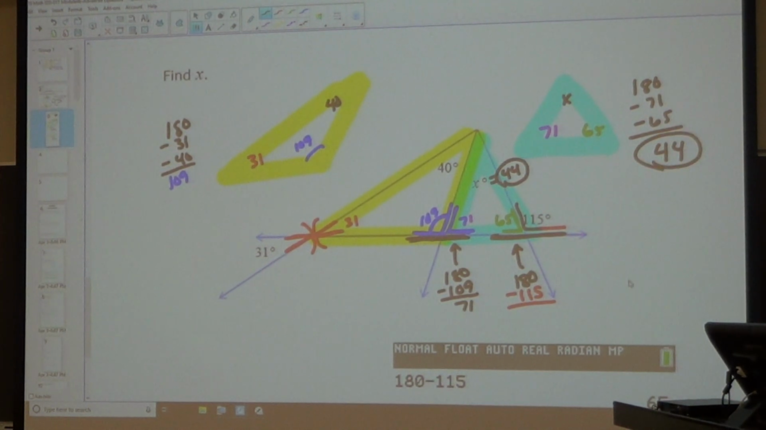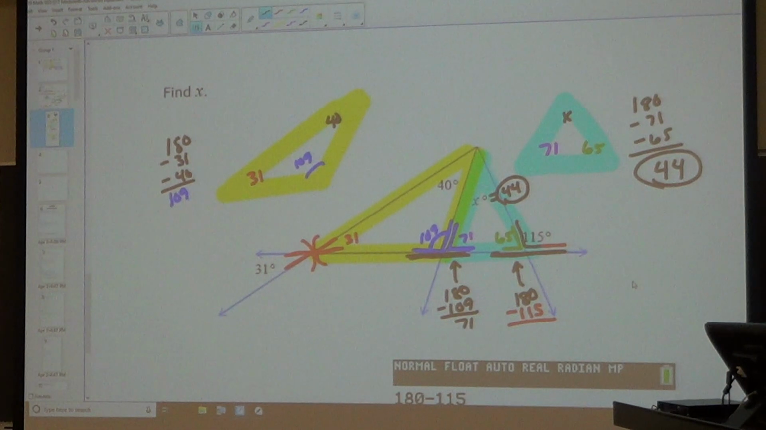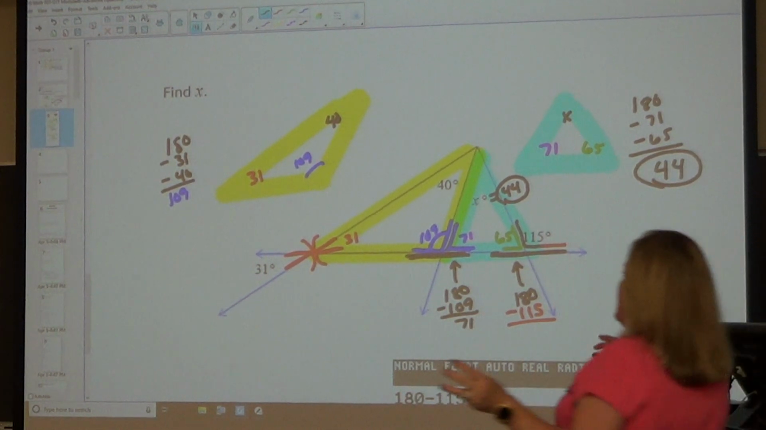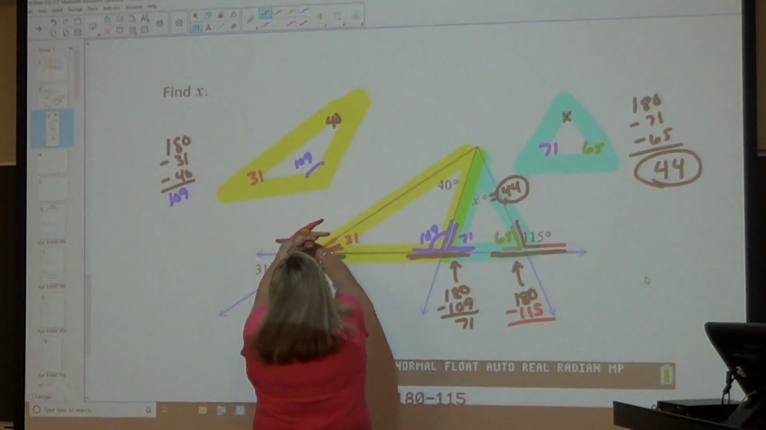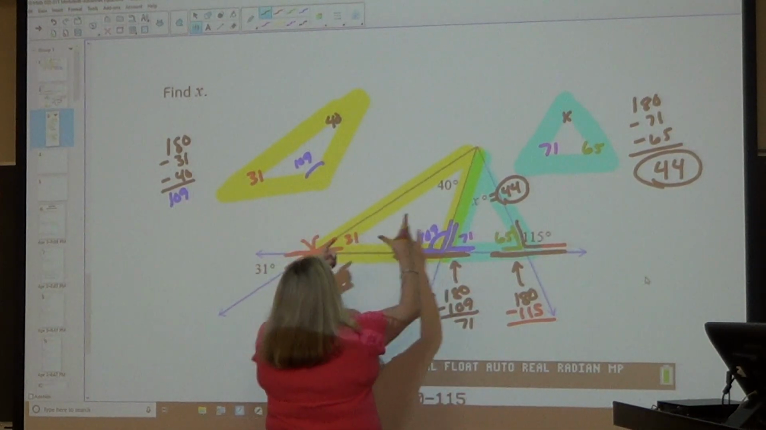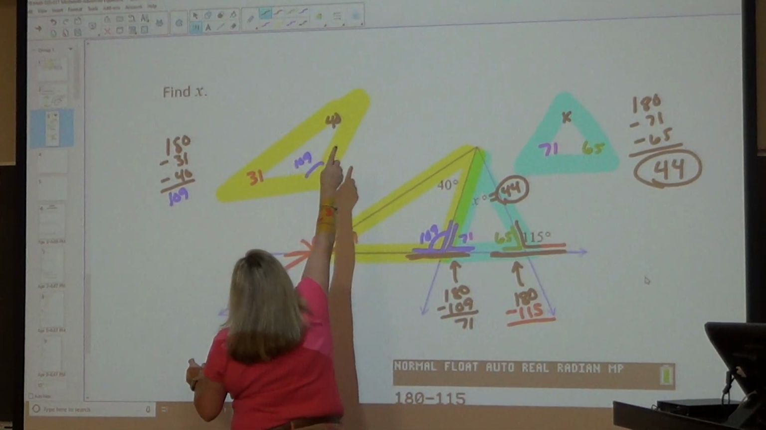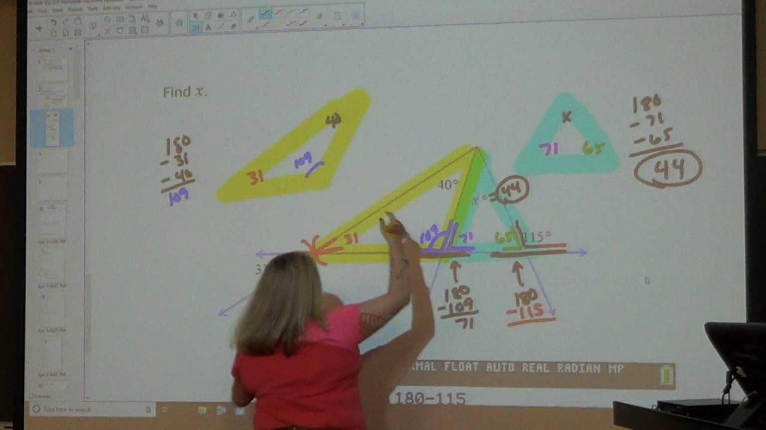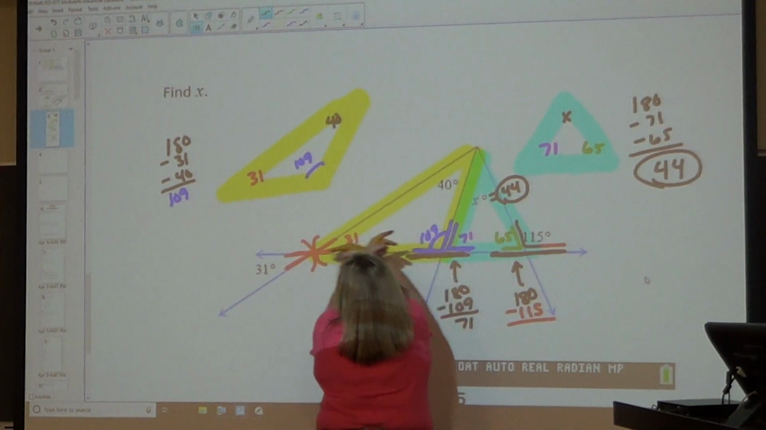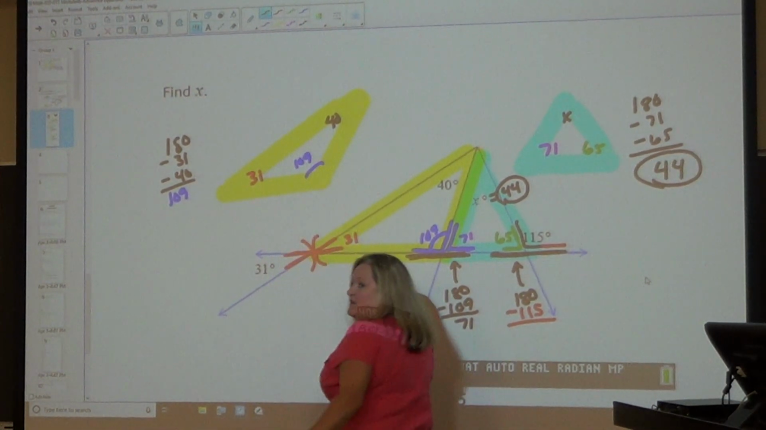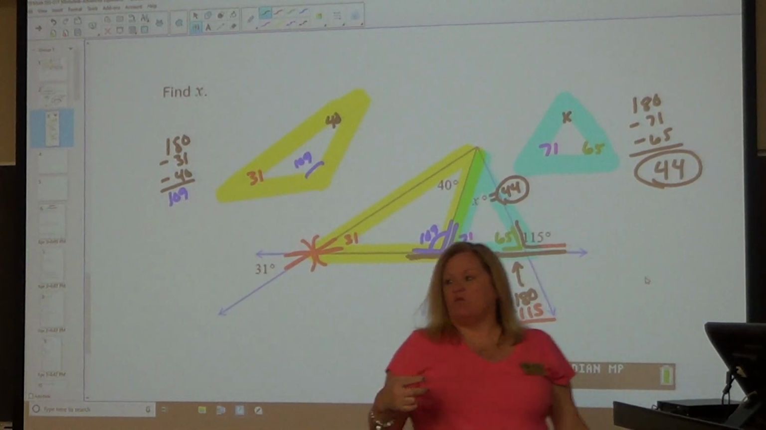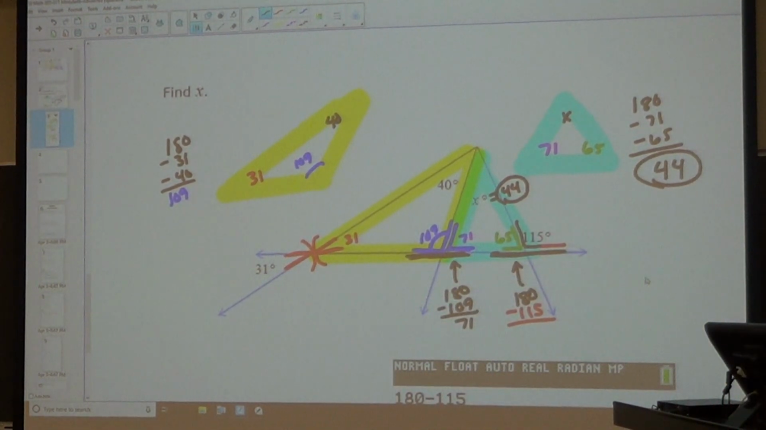The more of these you do, the easier it gets. It is a lot of steps, but you're doing the same 3 rules over and over again. Either it's gonna be a butterfly, a straight line, or a triangle. The triangle adds up to 180, the straight line adds up to 180, and the butterfly means they're the same. But it's gonna be one of those 3 rules over and over again.